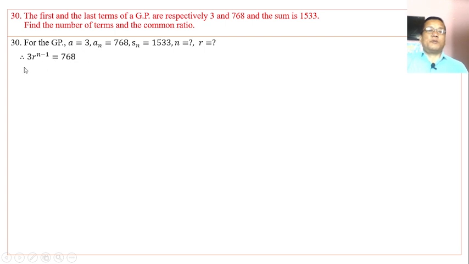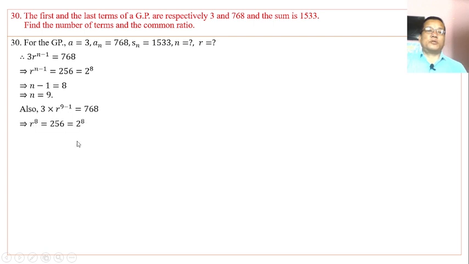S_n value is a times r to the power n minus 1 over r minus 1, that is 1533. Dividing by 3, r to the power n minus 1 equals 256, so n equals 9. Also 3 times r to the power 9 minus 1 in the equation, we solve for r and get 2. So the number of terms is 9 and the common ratio is 2.